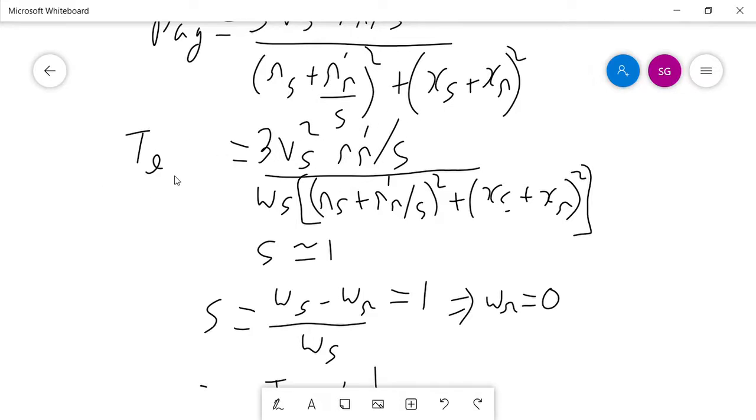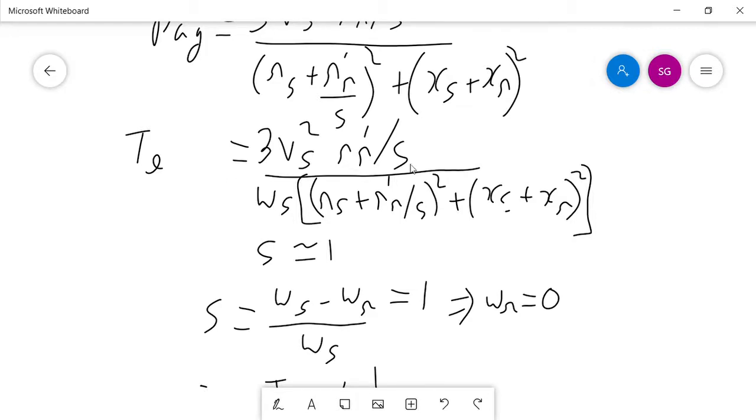So your torque, if we want to see the starting condition, then this slip will be 1 because at the starting this omega r is 0. So slip will be 1, so we can replace this slip. Now this torque will be directly proportional to this Rr dash. So if we go on increasing this Rr dash, your starting torque will increase.